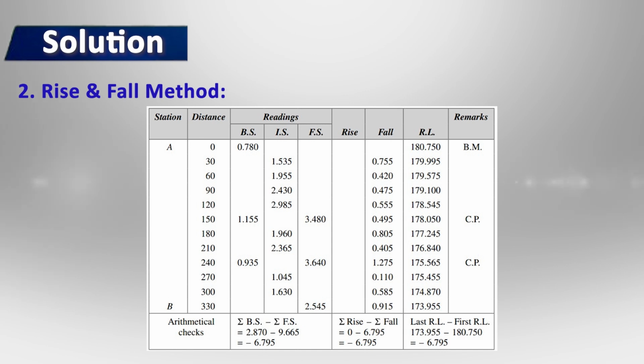So on, we can easily calculate the RL of each and every point, as has been shown in this field level book. So, RL at B is calculated as 173.955 meters.